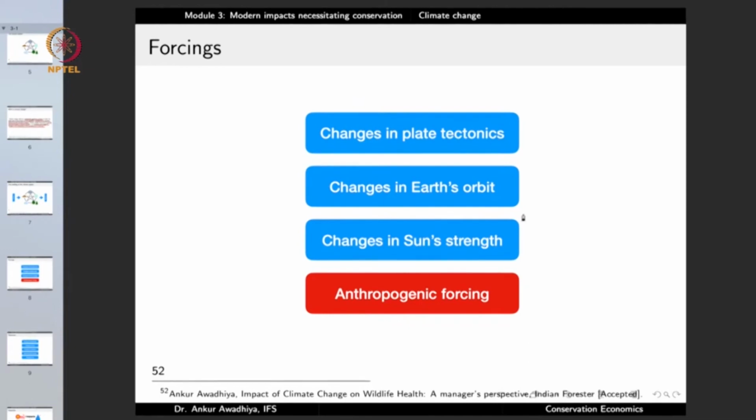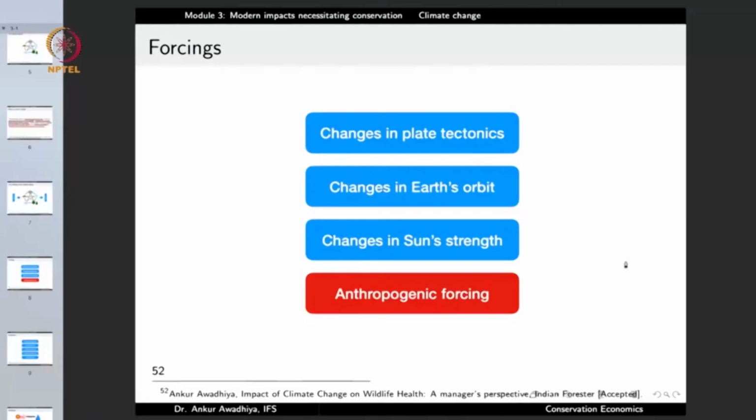So even the orbit of the earth changes, and these changes occur over thousands of years, but there are these changes. So because of changes in the earth's orbit, if the earth comes closer to the sun, then the earth will warm up. If the earth moves away from the sun, then the earth will cool down, or changes in the strength of the sun.